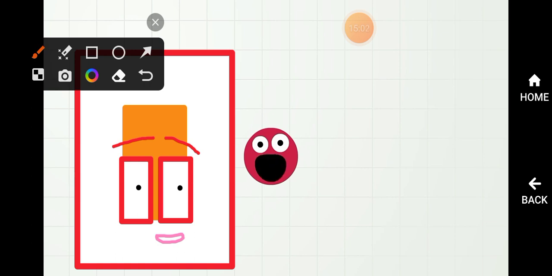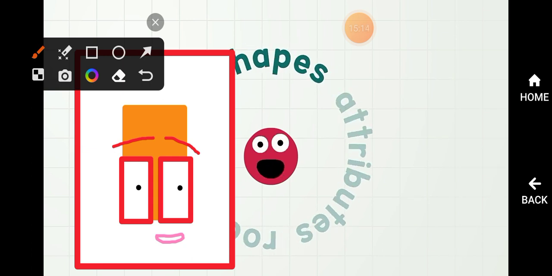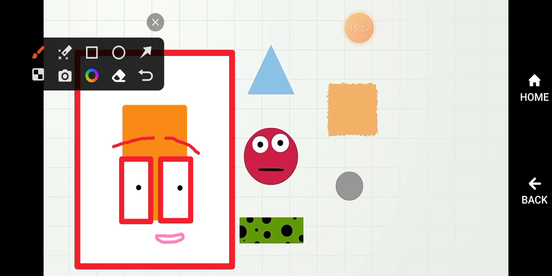Hi, everybody. Today, I'm going to talk to you about shapes and attributes and maybe even rocket ships. Oh, I really like rocket ships. Okay, did you know that shapes are all around us? Ahem. I said, did you know that shapes are all around us? Shapes, come around me. Okay, that's better.